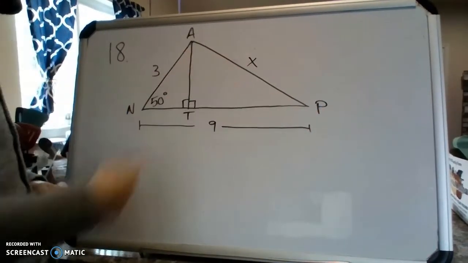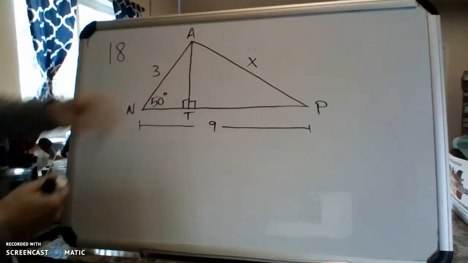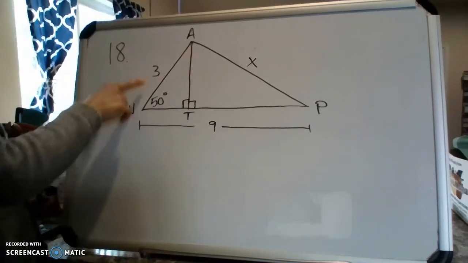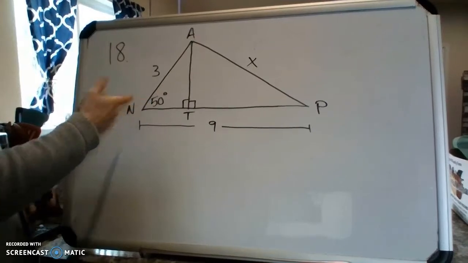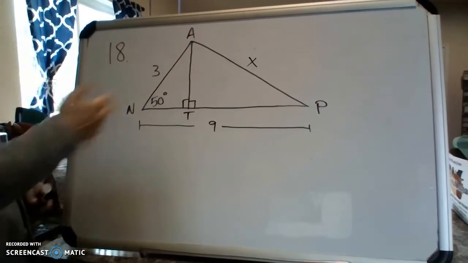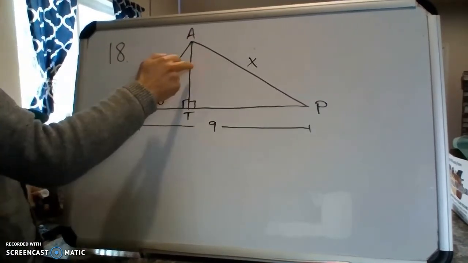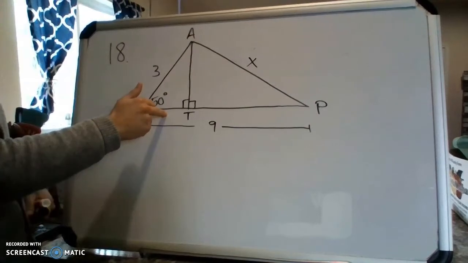We don't know any angles over here, so we're definitely going to start over on this side. Here we know one side and we know one angle. It's not a special angle, it's just 50 degrees. But we can use that 50 degrees and that side length to solve either one of these 2 sides.